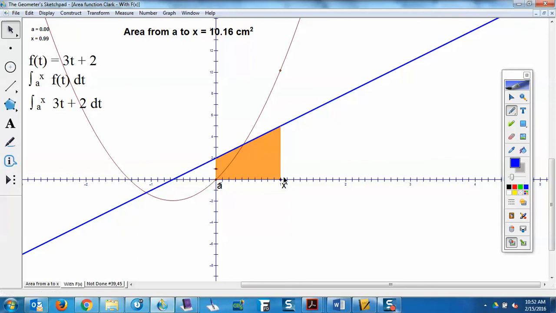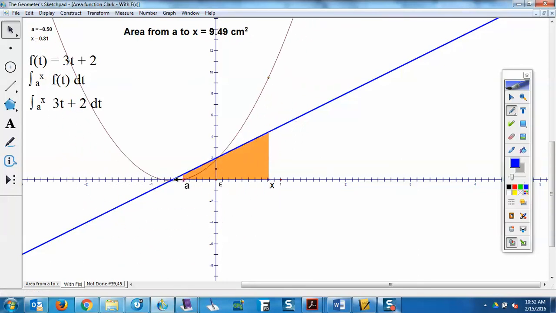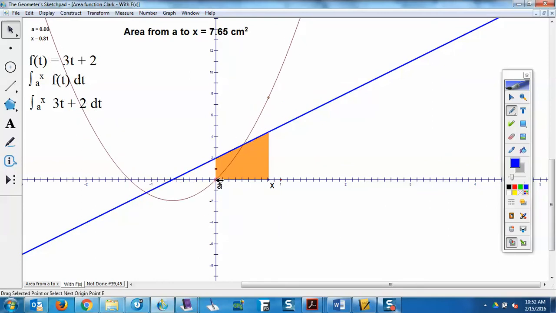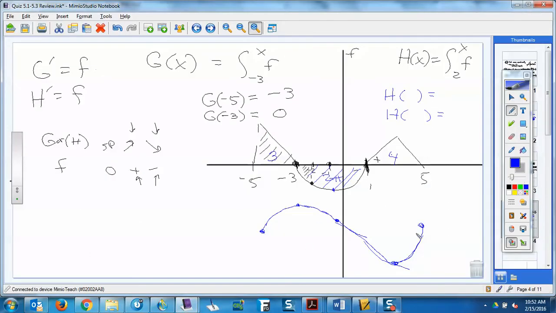Here's the area graph right here. So here's the different areas. What happens to that graph when I shift this left end point? It just goes up and down, right? So this thing I'm doing right here, this graph would just go up and down, right?